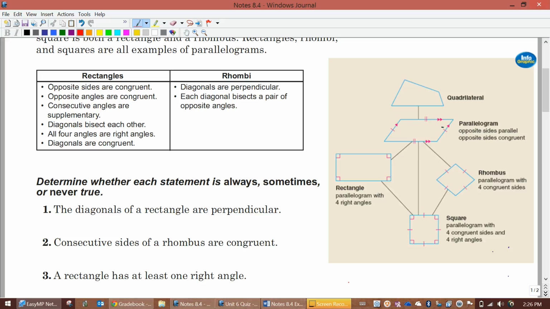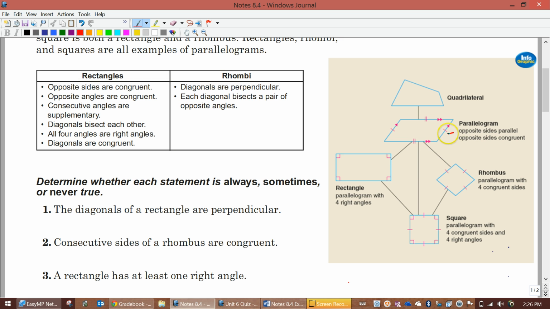Rectangle, rhombus, all of the things down below from a quadrilateral have all of the properties of what a quadrilateral is. A quadrilateral is made up of 4 sides, and all the interior angles add up to be 360. Everything below has those properties. In terms of a parallelogram, what do we know about a parallelogram?